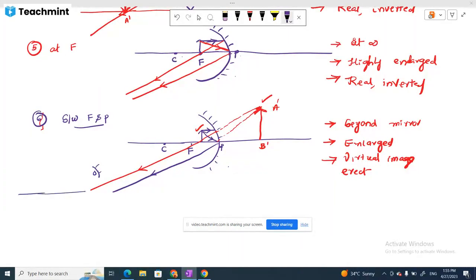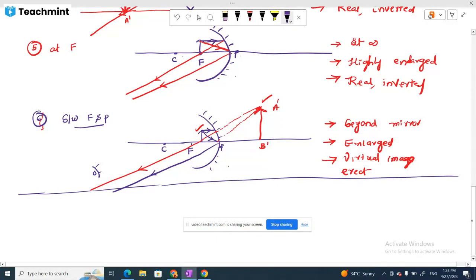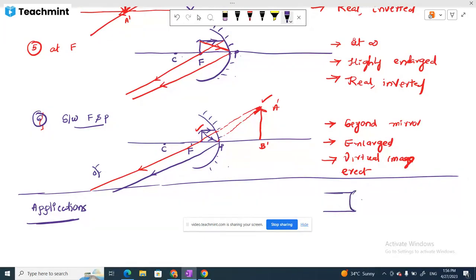This is about the concave mirror. Now the applications of the concave mirror are very important from the exam point of view. Where can we use the concave mirror? For example, in headlights and torch lights. In a torch light, the mirror is a concave mirror. The bulb is placed exactly at the focus of the mirror, and whenever the light falls on the mirror, the rays become parallel.